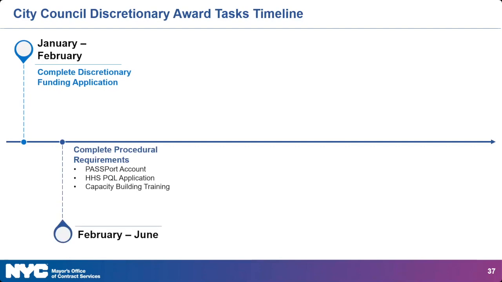After you apply for funding, complete the procedural requirements. Create or update your Passport account, HHS-PQL application, and capacity building training. Even if you already have a multi-year discretionary contract, providers are still required to complete the procedural requirements for award clearance every year that they receive funding.